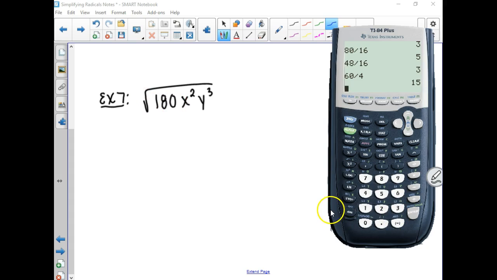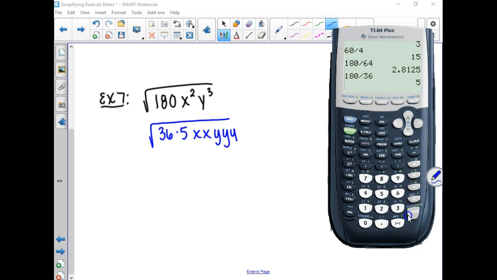We also have 180. So 180, again, is not a number I know a lot of the factors of. I'm going to start with higher numbers, so maybe like, I know that 81 will not go, maybe 64. That does not work. Maybe, let's see, 49 is not going to work. Maybe, let's see, 36. And that works. So I'm going to break this down to 36 times 5. And I've got x, x, y, y, y.